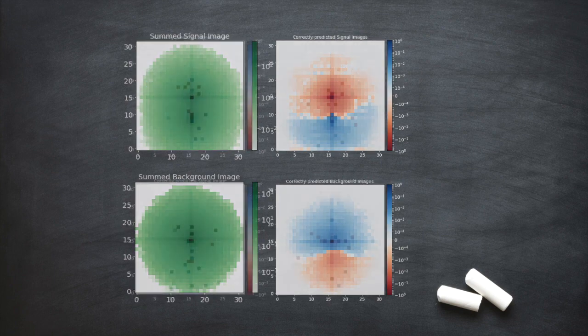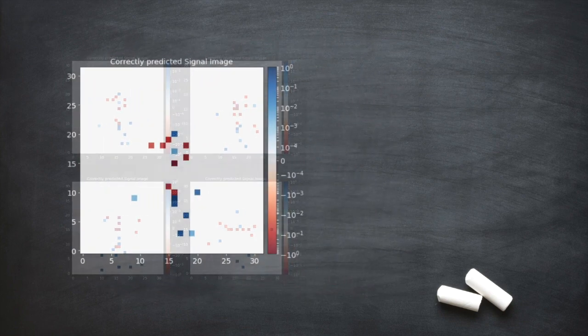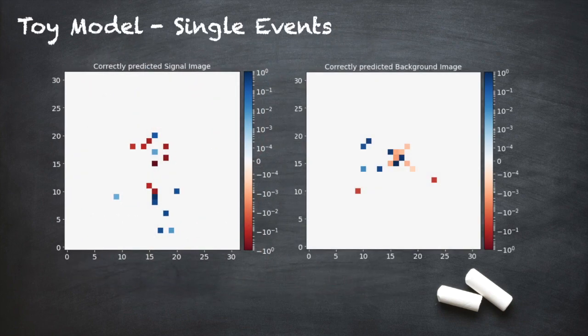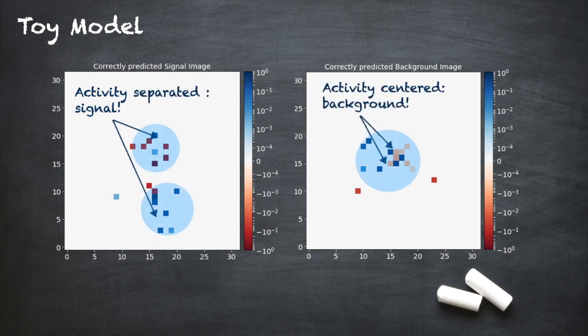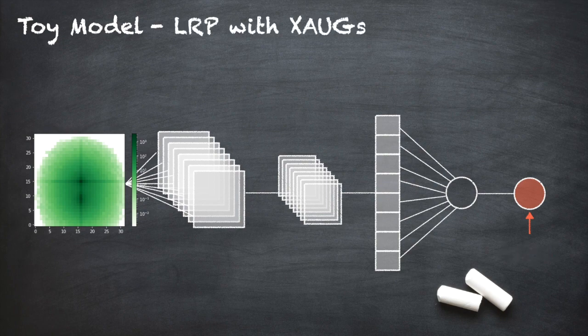We can zoom in and look at the LRP weights for individual events as well. A similar process occurs here, where the LRP heat map shows that separate activity in the images has led the model towards a classification of a signal event, and central activity has led the model towards a classification of a background event. Since this is a trivial toy model, the model has perfect performance with only the images as the input. Adding expert variables is not necessary for improving classification.